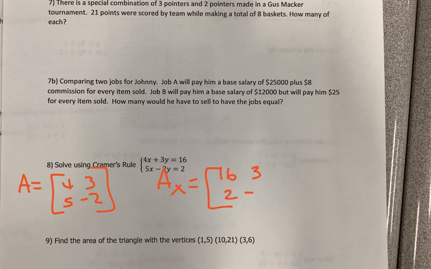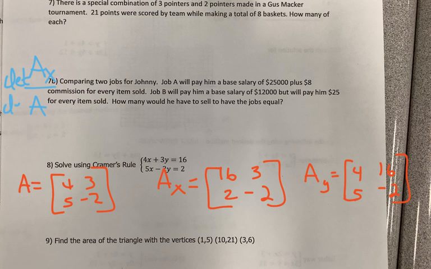I think that's a negative 2, yeah. And then matrix A sub y, now I'm replacing the y values with the 16 and 2, like so, 16 and negative 2. And so Cramer's rule says the determinant of A sub x over the determinant of A will equal x. And same thing with A sub y on that.